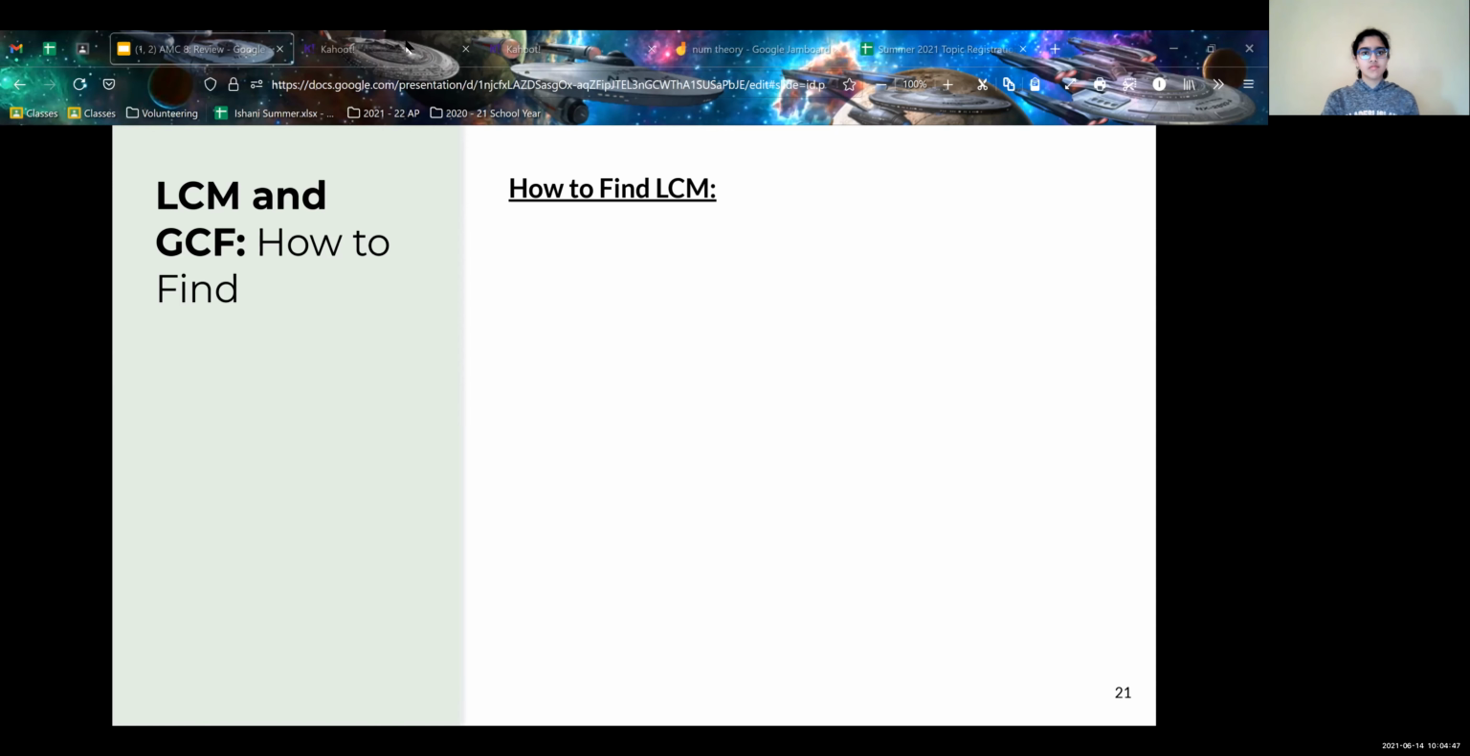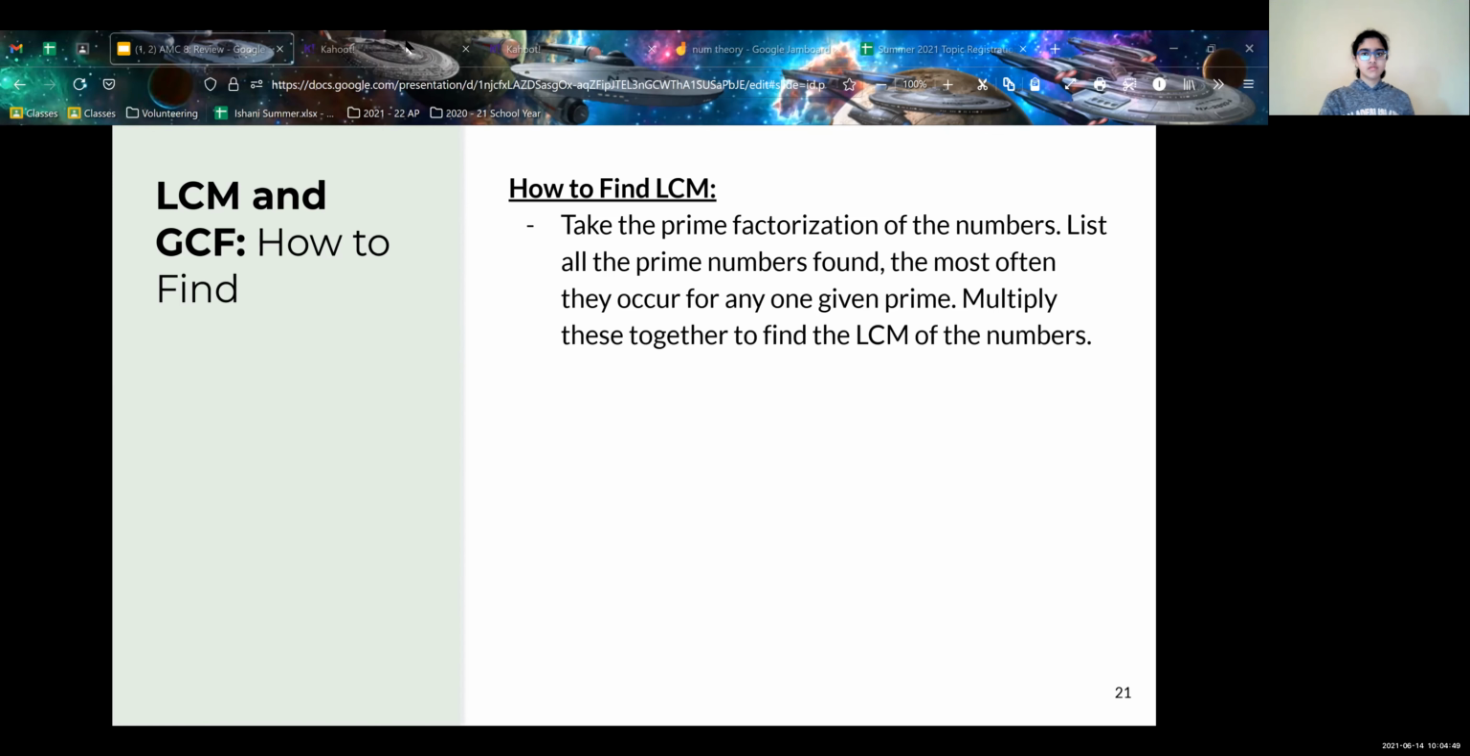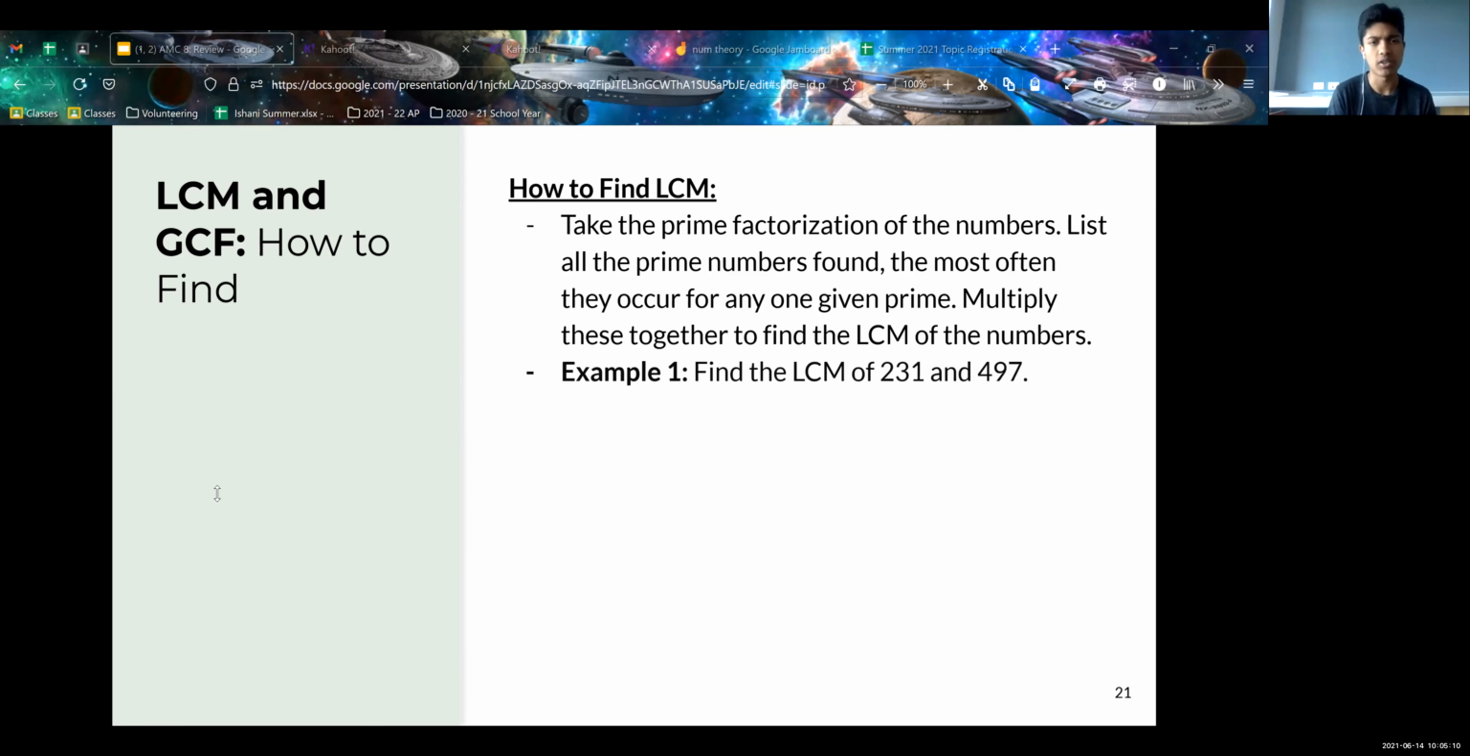So here's how to find the LCM. It's very similar to GCF, except you're multiplying more numbers. As with GCF, you find the prime factorization of both numbers. Then you list all the prime numbers found, and the most often that they occur for any one given prime. Then you multiply these out to find the LCM. This is kind of hard to understand, so we're going to go through some examples.